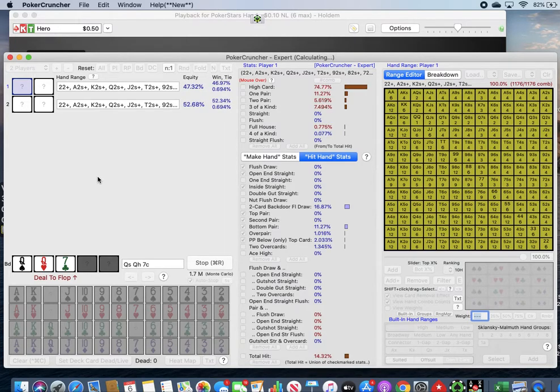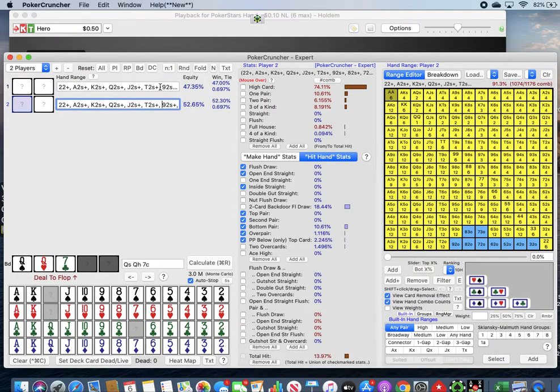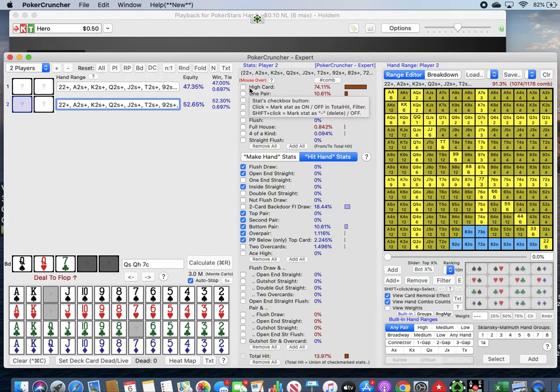The equity's changed a little bit, just because we're taking out some very porous combos from every hand. He has very porous combos in his range. But look at it, the math over here doesn't change. He still has a high card 74% of the time.